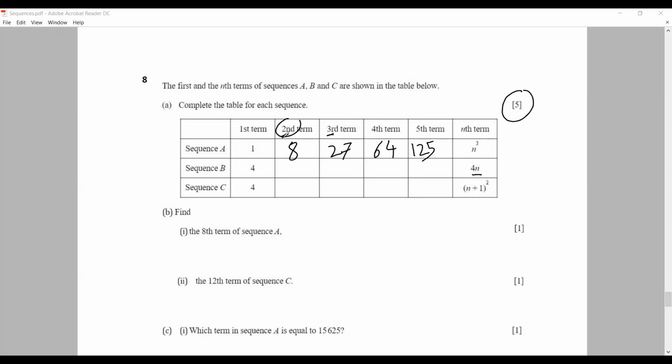So n is 2, 4 times 2, 8. N is 3, 3 times 4, 12. N is 4, 4 times 4, 16. N is 5, 5 times 4, 20.